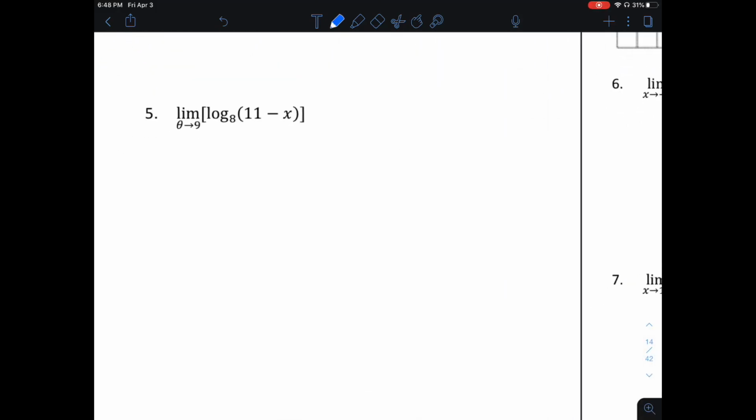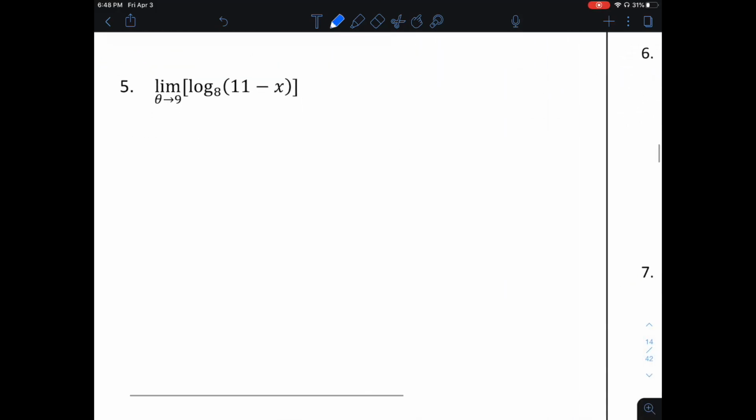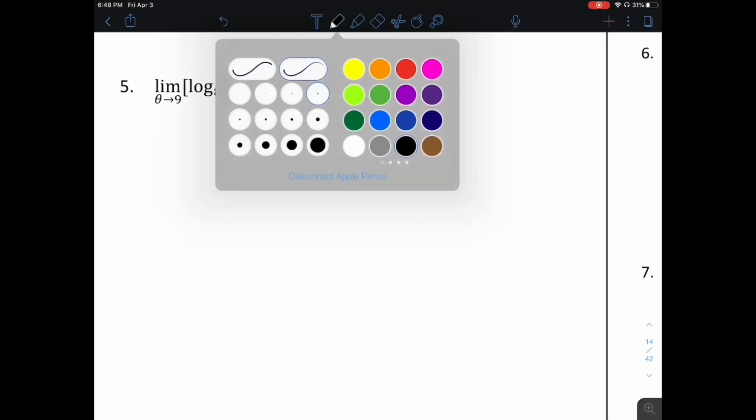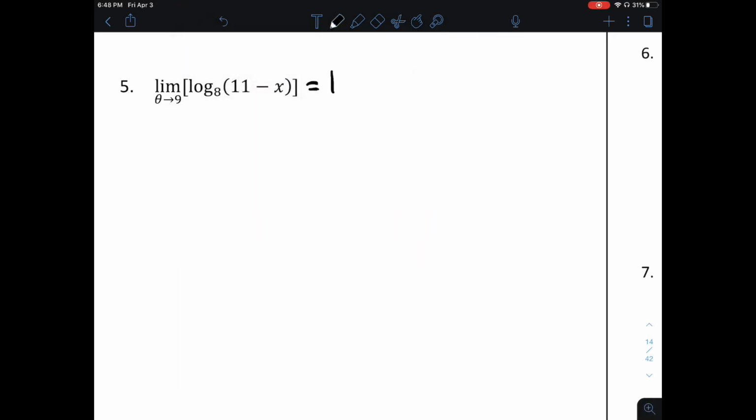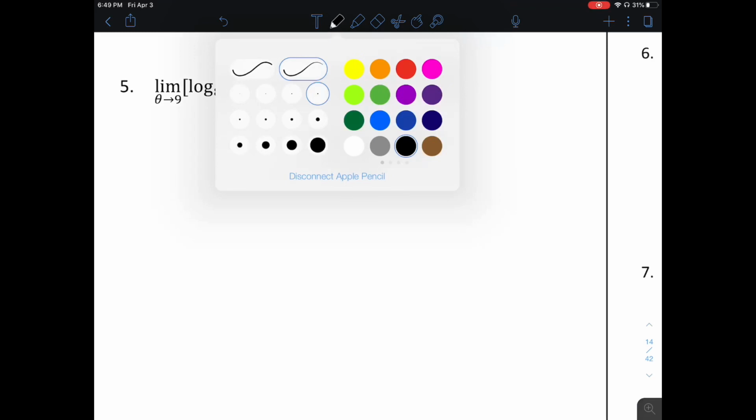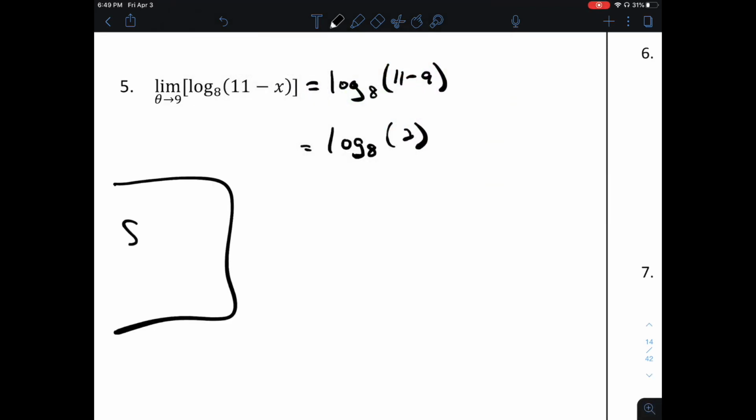Number 5, logarithms. Yummy. The directions say use direct substitution. So this is going to be log base 8 of 11 minus 9. 11 minus 9 is 2. This is asking the question, 8 to what exponent is 2? Should be a game show.